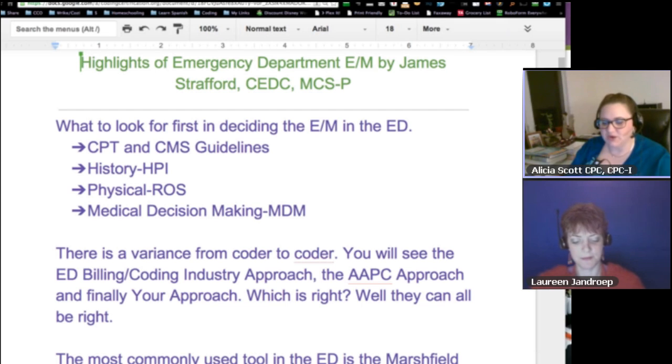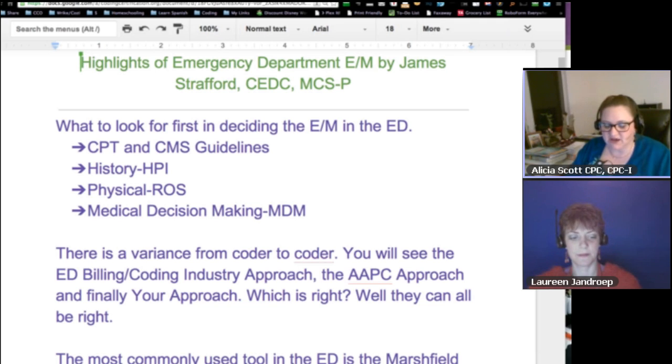So he also brought up the point that there's variances just between coder to coder. You'll see the ED billing and coding industry approach, they're coding things one way, the AAPC approach is coding it a different way, and then the way you code it or the way you see it could be completely different. So he's saying, which is going to be right, and actually we're all right, we just see things differently. So he brought up the Marshfield tool, the most commonly used tool in the emergency department.